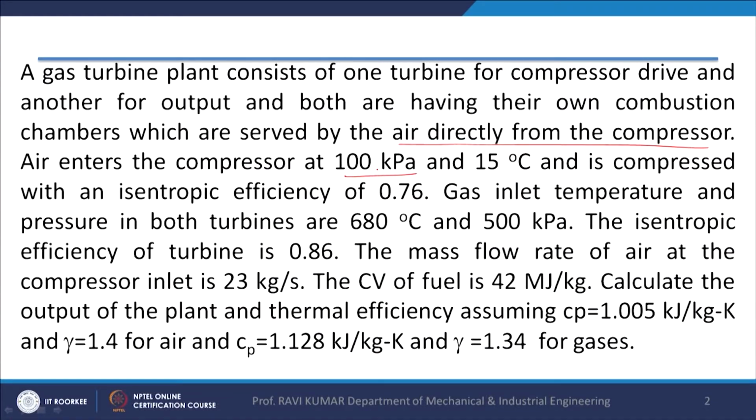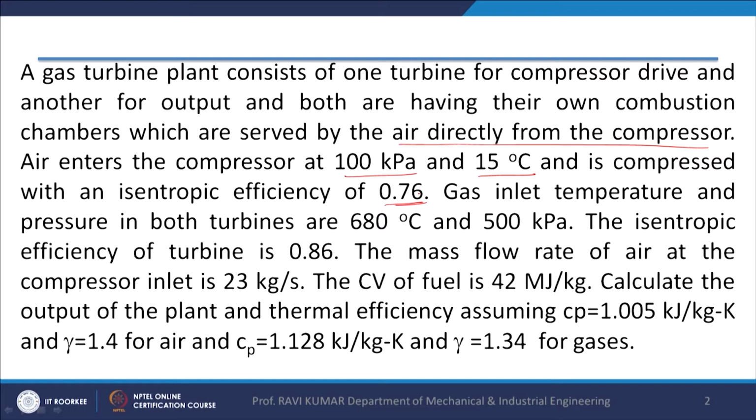So, air is getting compressed in a compressor, then air is divided in two parts. One part is going to the combustion chamber of the turbine which is driving the compressor, another part of the air is going to a separate combustion chamber which is driving the turbine which is giving the output. The air enters the compressor at 100 kilopascal, close to the atmospheric pressure, and 15 degrees centigrade temperature, and is compressed with an isentropic efficiency of 0.76. I mean the efficiency of the compressor is 76%.